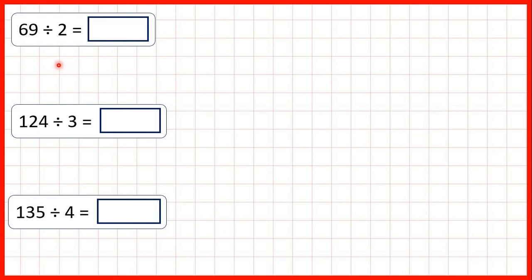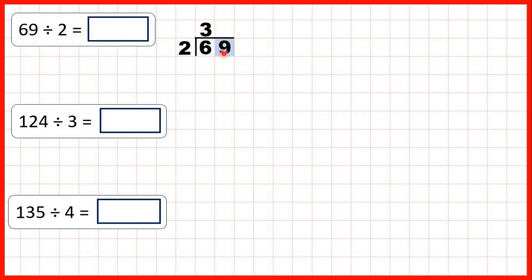Now we're going to divide using short division, but for these questions we're going to get remainders in our answer. So first we have 69 divided by 2. We can set the question out with the divisor on the left. And first, we need to divide 6 by 2. That's 3 because 3 times 2 is exactly 6.